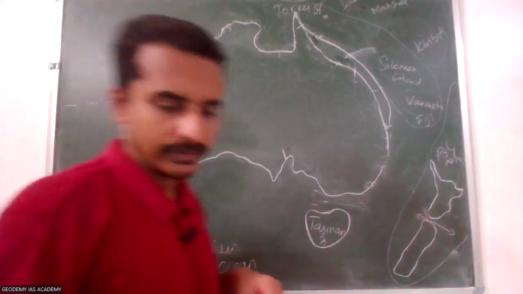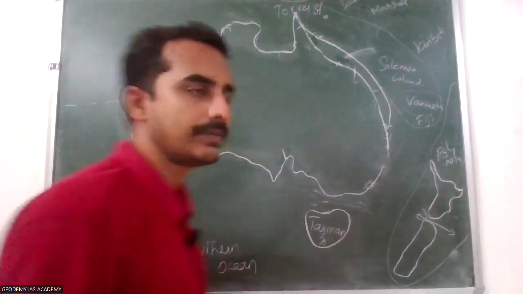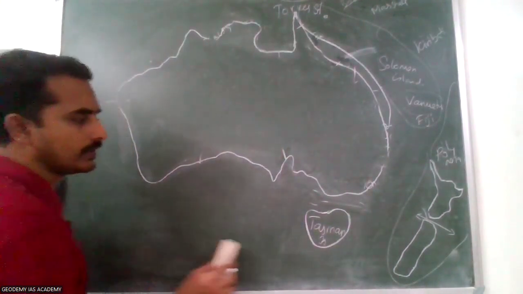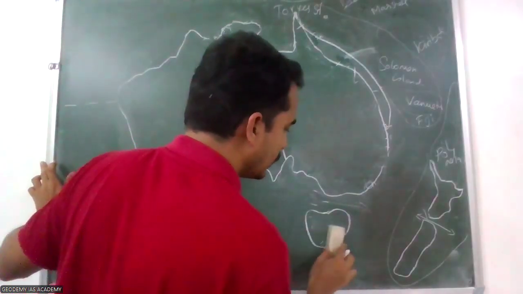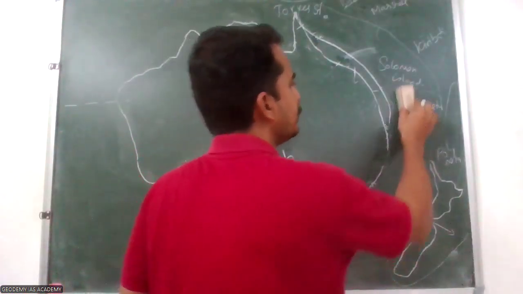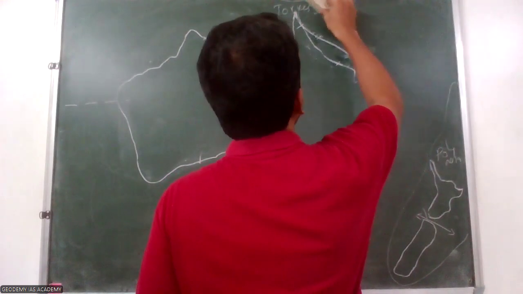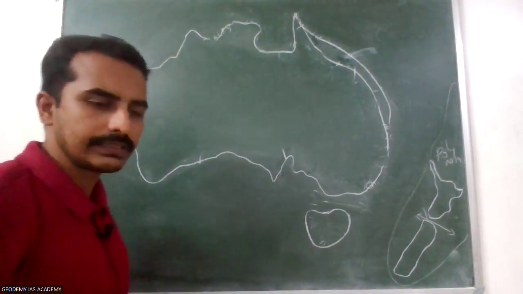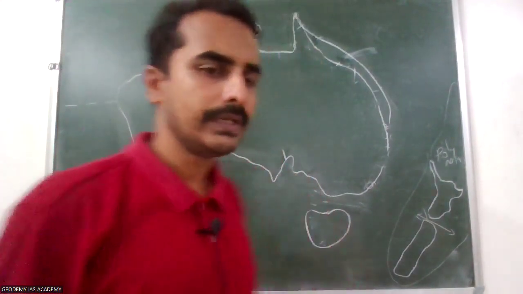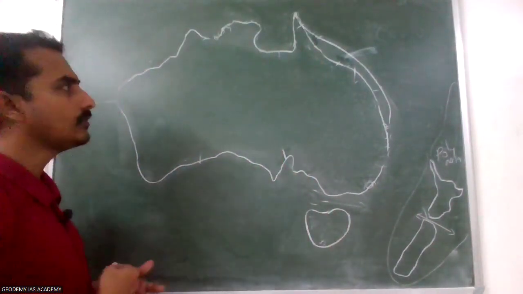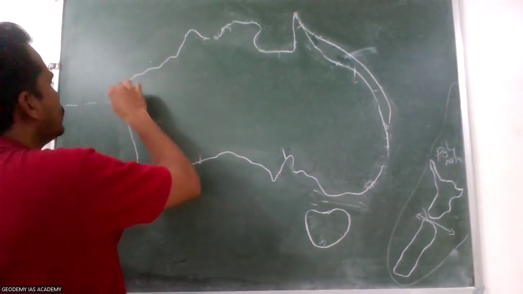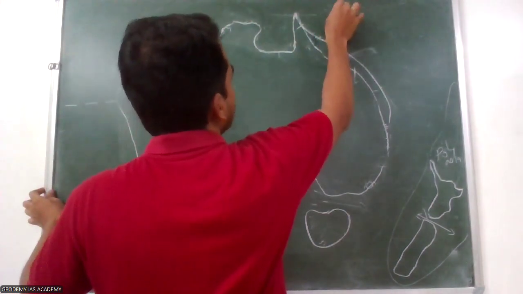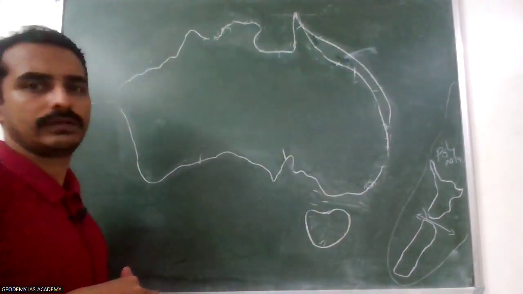Then you should know the climatic features and vegetation pattern of Australia. As usual, if we are thorough with the climatic chart of World Climatic Classification, then we can simply assume the climatic pattern of Australia. Australia extends from 10 degrees south to 40 degrees south, so in the north it has the tropical climate.